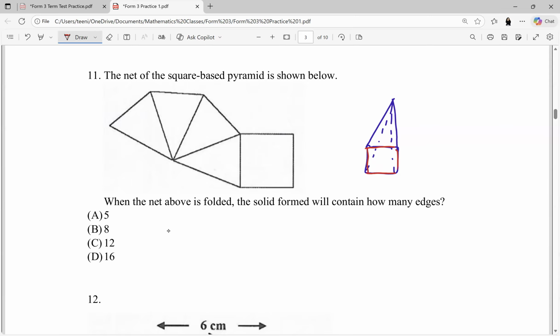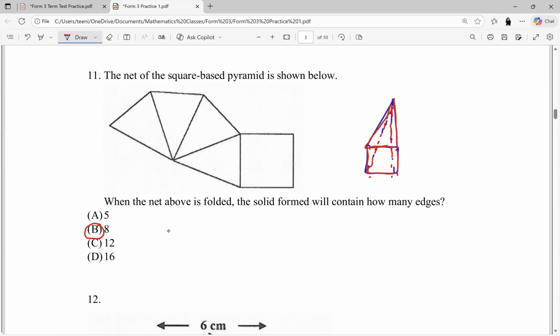1, 2, 3, 4. Remember, edges are the lines at which two faces meet. So you'll have this one here, 1, 2, 3, 4, 5, 6, 7 in the back, 8 in the back. So a square-based pyramid has 8 edges.